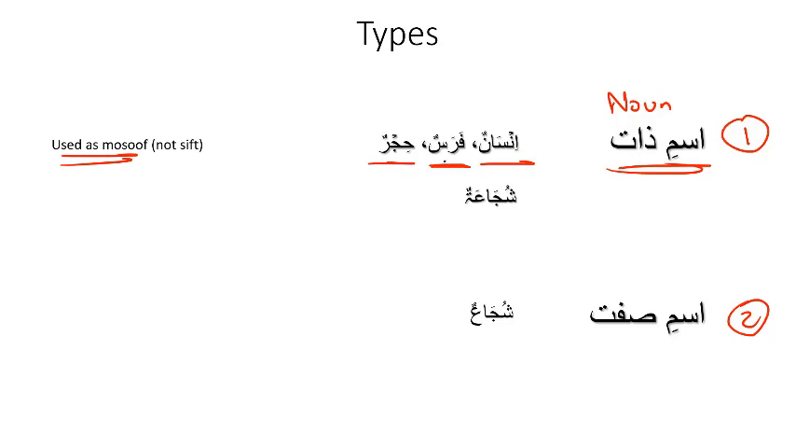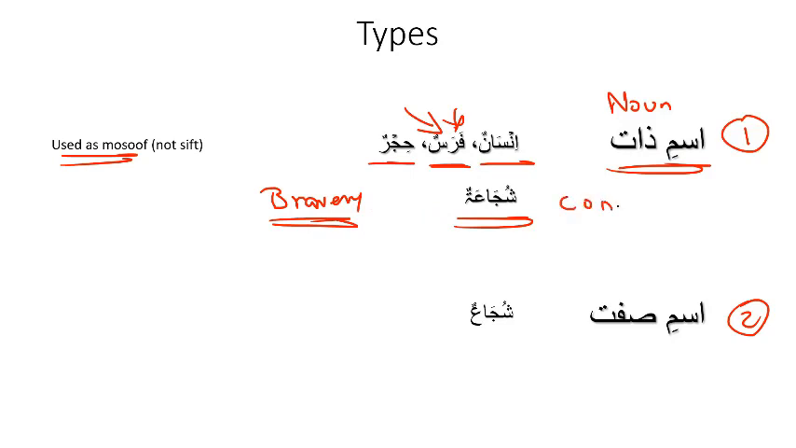So for example, farasun jamilun. Farasun, the horse, would be the mawsuf, and jamilun, beautiful, is the sifa that's describing farasun. So ismul zat would be the mawsuf, something that's being described. Hijrun also is ismul zat, it's the name of a thing. Now ismul zat can also be used to describe a concept. So bravery, for example, is a concept, and the term for bravery is shuja'atun. So the name of this concept called bravery in Arabic is shuja'atun.